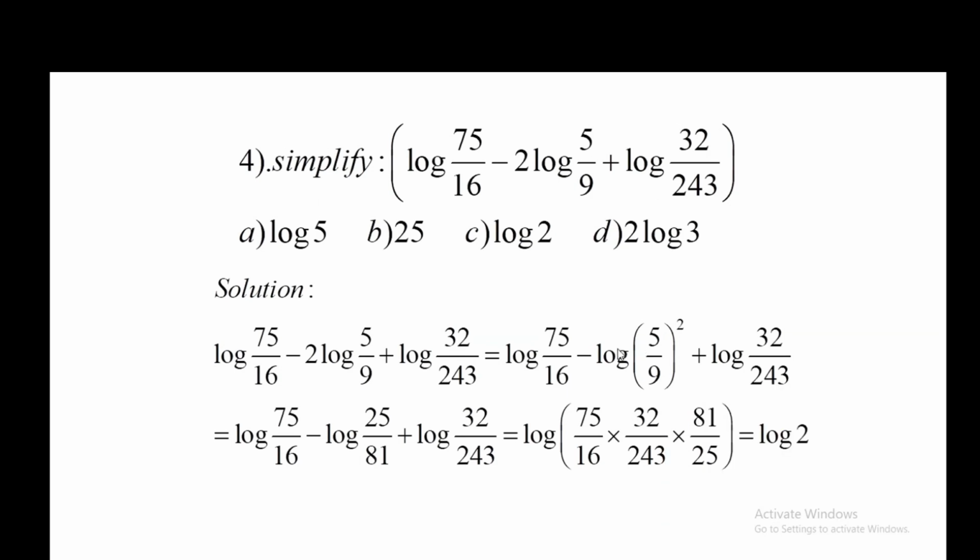Log 2, sir. Which one? Log 2 is the correct answer. See here, I'm having minus log of 25 by 81, but here it was changed to 2. I have just reversed it, the negative sign to positive sign, 81 by 25. After simplifying these 3 terms, we are getting log 2 as the answer.